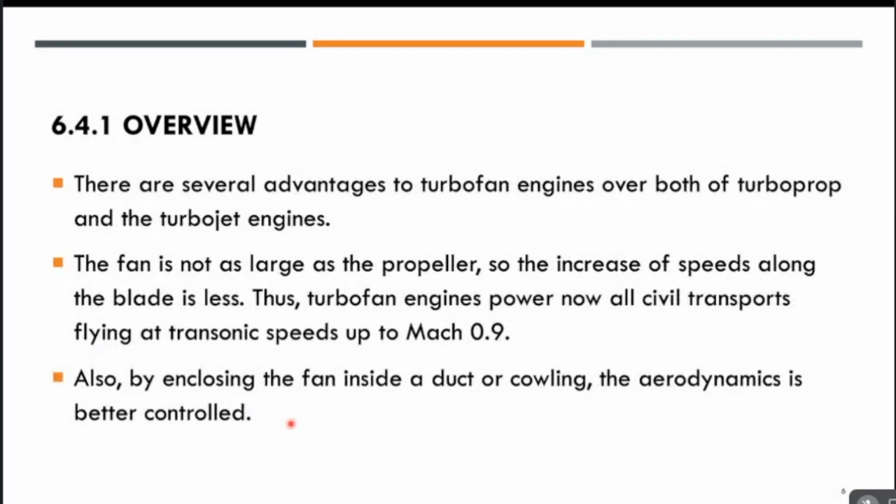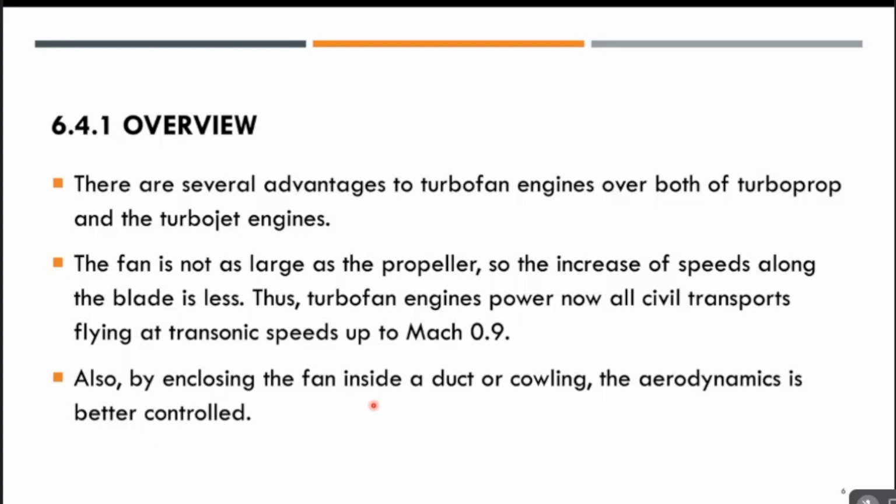So there are several advantages to turbofan engines over both the turboprop as well as the turbojet engines. The fan is not as large as the propeller, so the increase of speeds along the blade is less. Thus, turbofan engines power now all civil transport flying at transonic speed up to Mach 0.9, less than Mach 1. Also, by enclosing the fan inside a duct or cowling, the aerodynamics is better controlled.